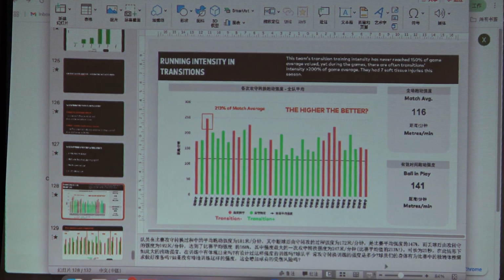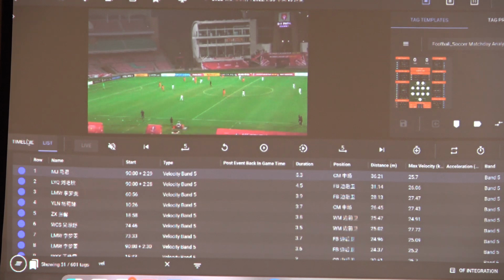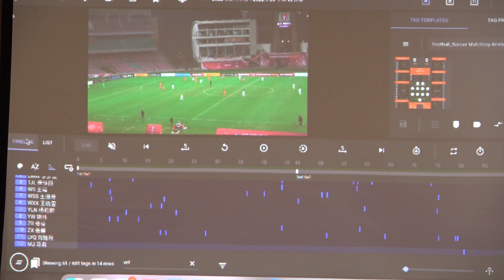And the other type of question that we mentioned is we can try to understand exactly what is the intensity for transitions.